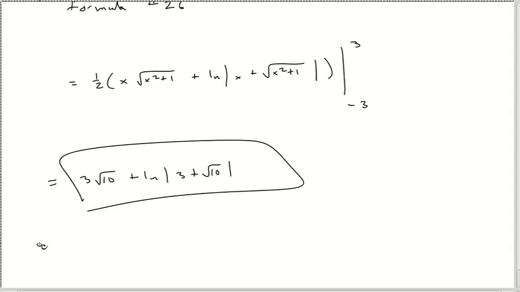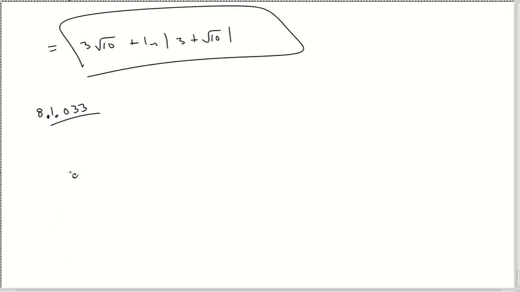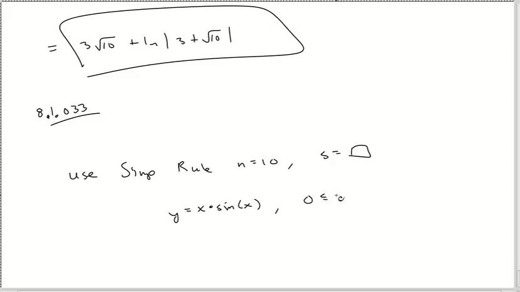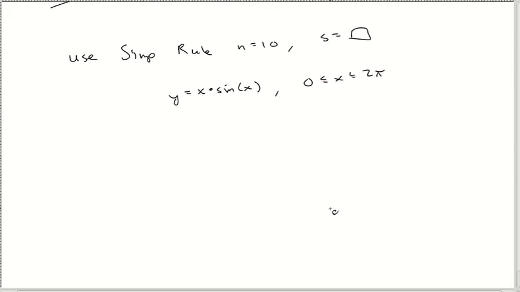So I need to talk to you about this problem. It's a strange one. So they say use Simpson's rule, N equals 10. So that's approximation, by the way, to find the arc length of y is equal to x times the sine of x. And I'm going from 0 to 2 pi. Okay. So we're supposed to find out this arc length thing.